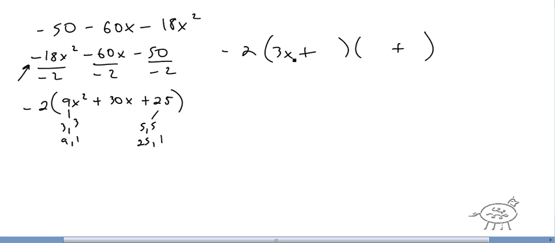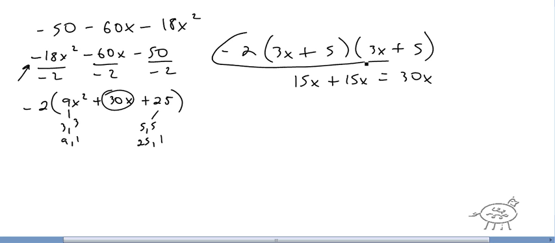So we're going to do 3x and 3x. Try that one first, and then I'm going to do the 5 and 5. So if I do the OI, I get 15x plus 15x equals 30x. Beautiful. That's it right here, 30x. So my answer is this guy right there. Or is it? What did I tell you guys?